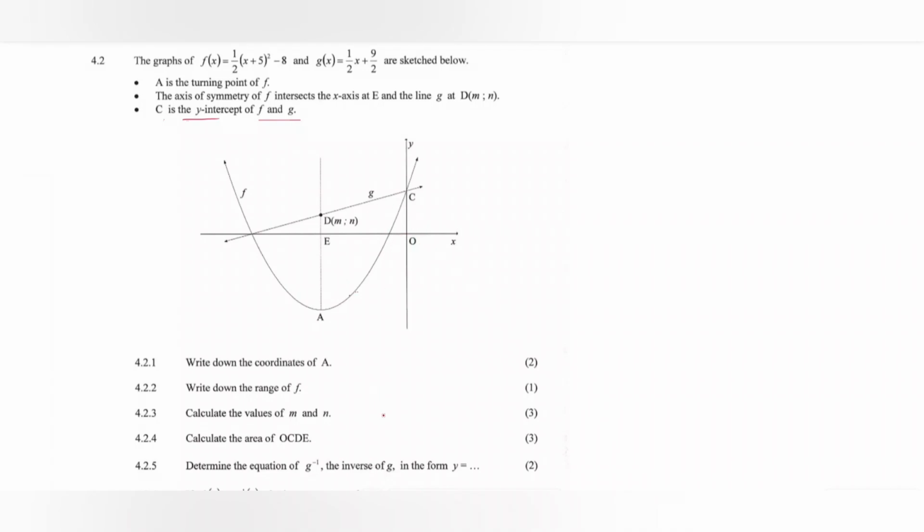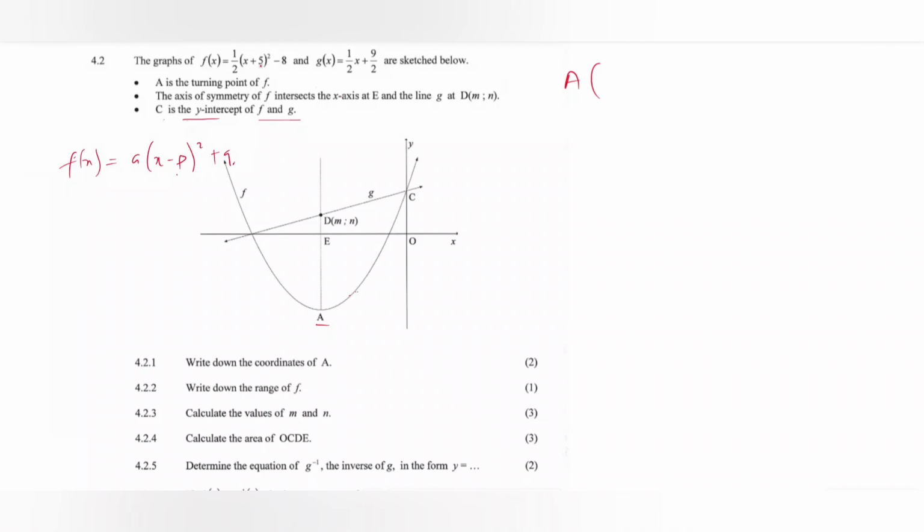So let's see the questions now. Write down the coordinates of A, which is the turning point of the graph. To determine the turning point of this graph, you come here. If it's given in the form f of x is equal to a(x minus p) squared plus q, this is the form we are given. P and Q are the ones that are used to determine the turning point.